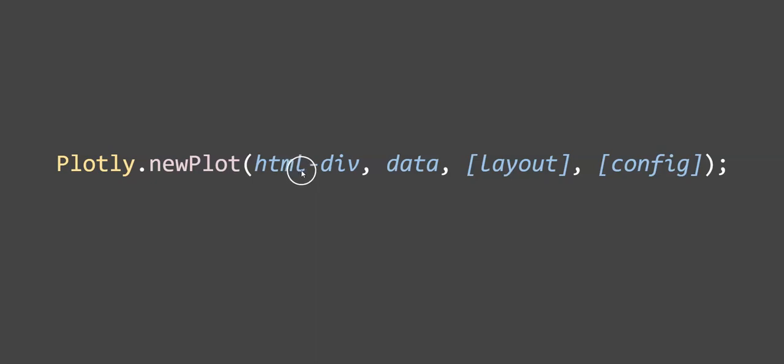First, we have the name of the HTML div where the plot will be created. This can be specified with a string that matches the ID of the div. Second is the data. This is an object or an array of objects that holds the data traces and their properties. This is also where the chart type is specified. Third, the layout object is optional, and it holds additional properties for formatting the chart, including the chart title, axis properties, and legend options, and more. The configuration object is also optional, and it specifies additional Plotly features.